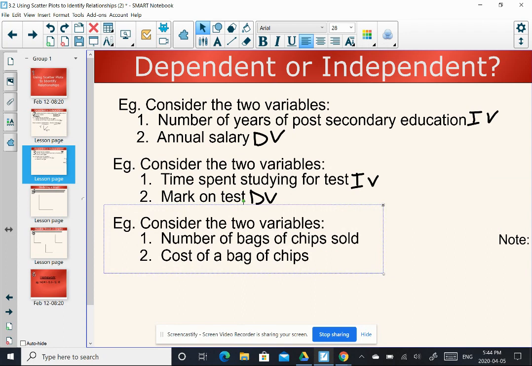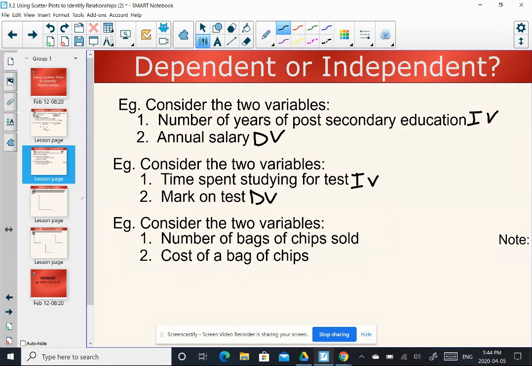Third example: number of bags of chips sold and cost of a bag of chips. All right. So we'll have to think a little bit harder about this one. So a manufacturer that's making chips would want to get the largest price that they can get out of you where you still buy the chips. If they were charging $20 for a bag of chips, $50 for a bag of chips, well, nobody would buy them. $5 for a bag of chips, yeah, some people are buying them.